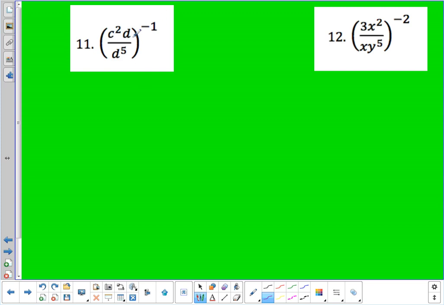So I'm going to take a look at what I have inside the parentheses. So I have a c squared on top. I have d over d to the fifth. This is d to the first. So I can get rid of this d and make this d to the fourth.